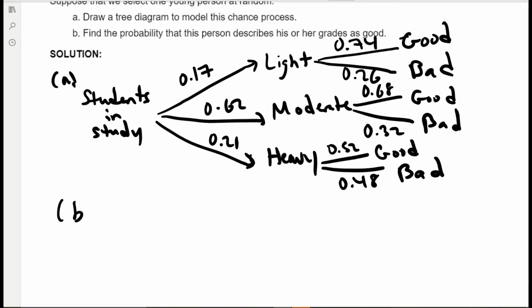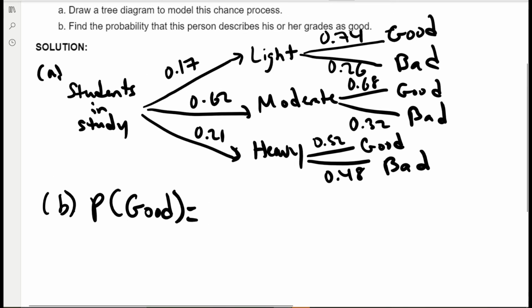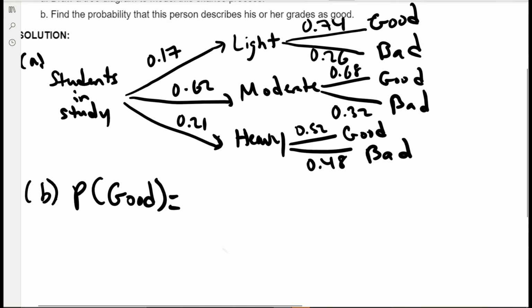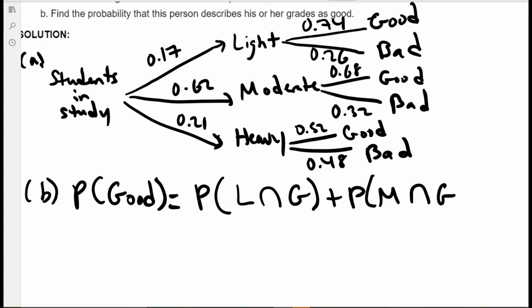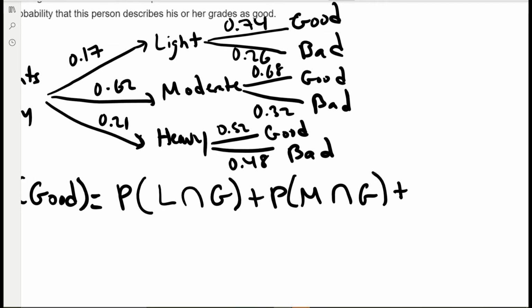Now we're going to answer the next question, part B. Find the probability that this person describes his or her grades as good. So this means we want the probability of good, right? Now, there are a few ways that you can get to good. So the way we can describe this is, we can have the probability of light and good, or, which means we add, the probability that you're a moderate user and good, or the probability that you are a heavy user and good.